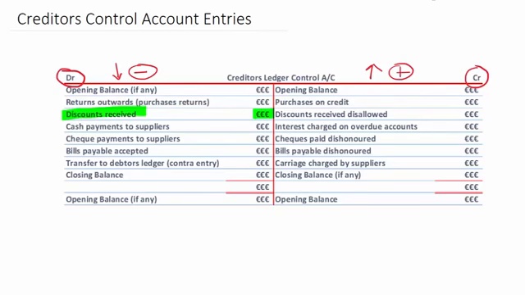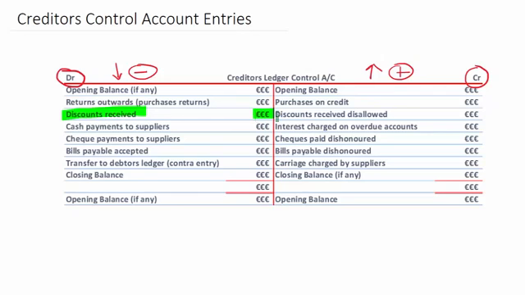it'll be on the debit side. In cases where we pay our creditors the money we owe them within the early payment period, they will typically give us a discount. So we will receive a discount. Discounts received from our creditors, which reduce the amounts owed to those creditors, so it'll be on the debit side.